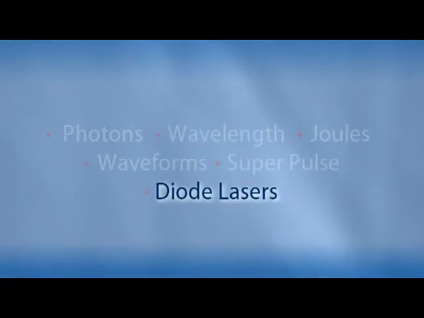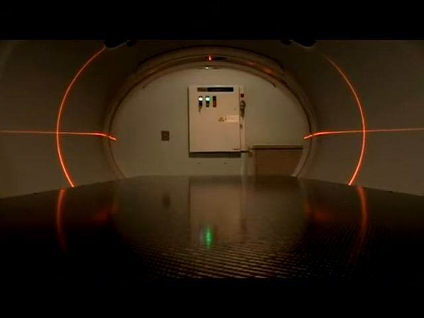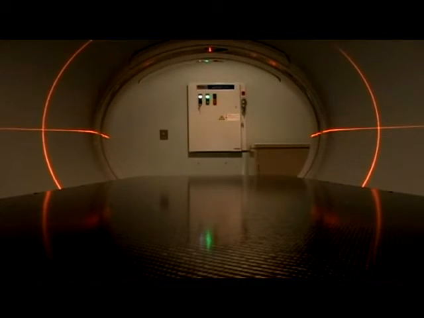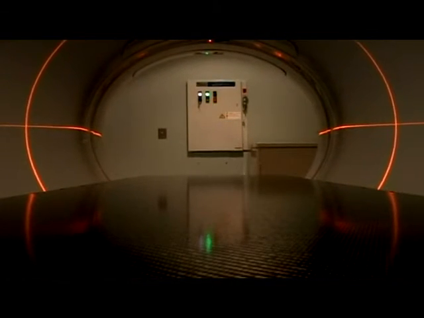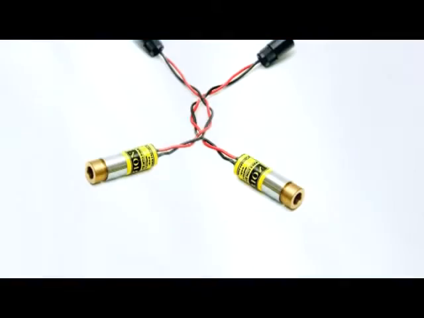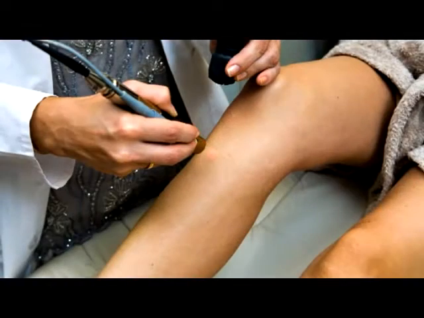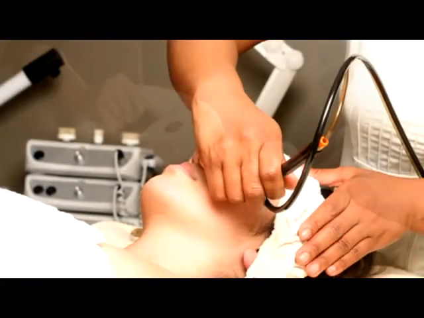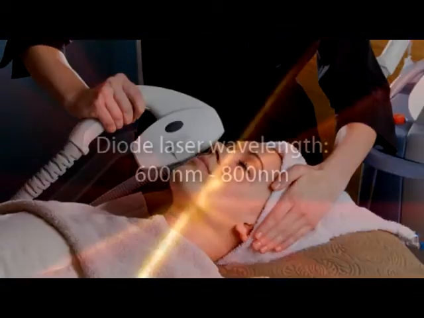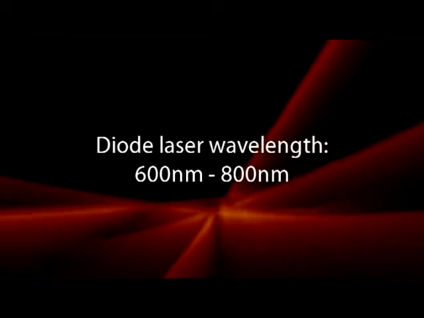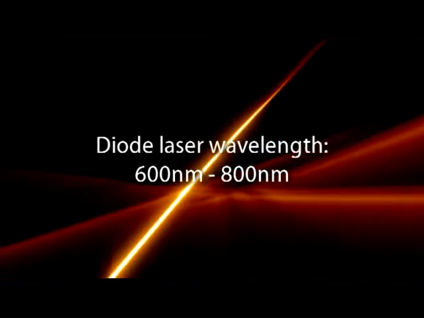Diode lasers. Different types of lasers have been used for many medical applications and aesthetic treatments. Diode lasers have been used in many applications, such as hair removal, vascular procedures, and body contouring. Their wavelength is near infrared at 600 to 800 nanometers.